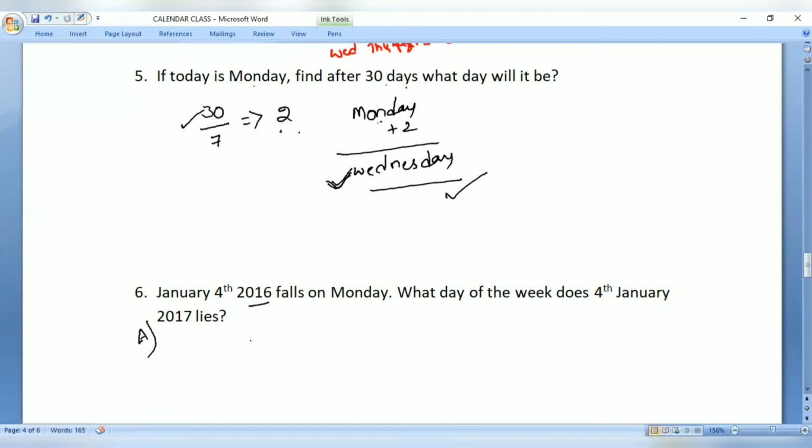Now, 2016 4th January, if it is a Monday, the whole year is a leap year. So add 2 odd days to this particular Monday, then it becomes Wednesday. So 4th January 2017 lies on a Wednesday. This is the simple logic.